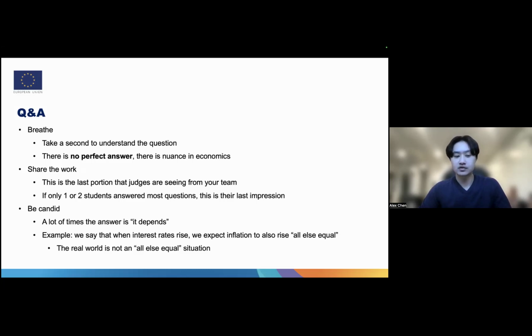And then also be candid. A lot of times the answer revolves around "it depends." Obviously you don't say "it depends," but for example, when interest rates rise, we expect inflation to also rise, all else equal in economics. But the real world is not an all-else-equal situation. There might be other things outside of interest rates that are affecting inflation, that might be stronger than the interest rate change. Say the interest rate has a tiny increase, it might not change anything because it's not enough to do anything.